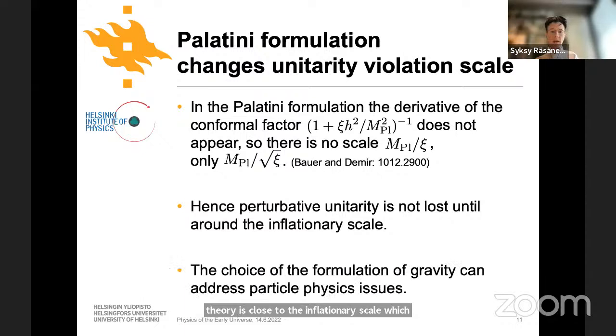But I would like to emphasize this as an example of a wider issue: what's happening here is that we are changing the gravity sector. And then by this conformal transformation, we are shifting this new, or different, gravitational physics to the particle physics sector. So we get new particle physics, which can change particle physics issues like what scattering energy to use for the unitarity, by addressing what's happening in the gravity sector.